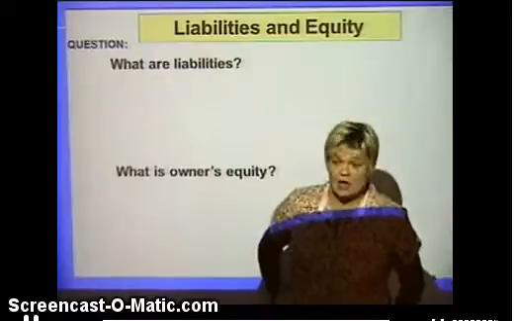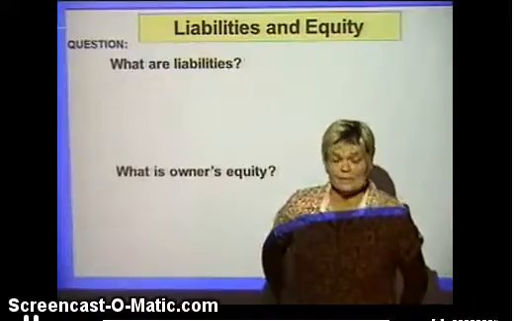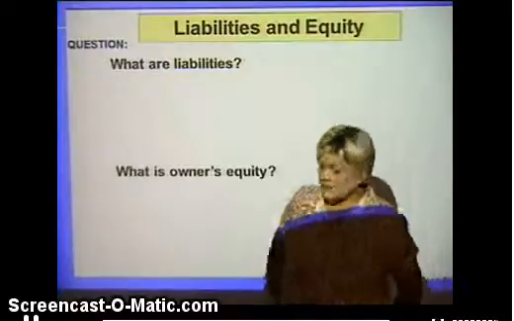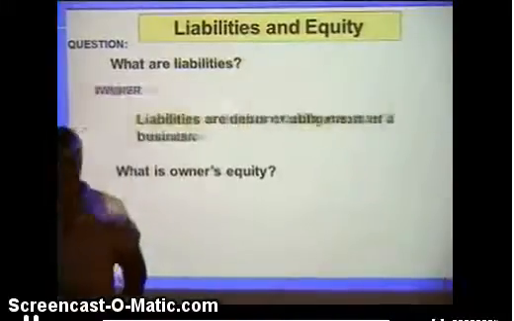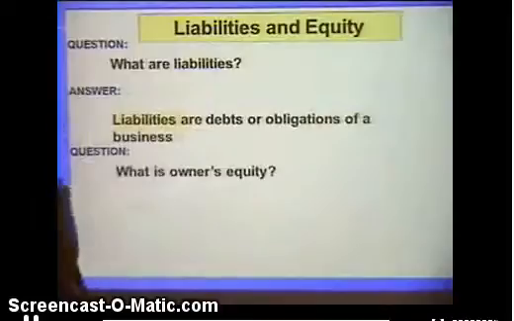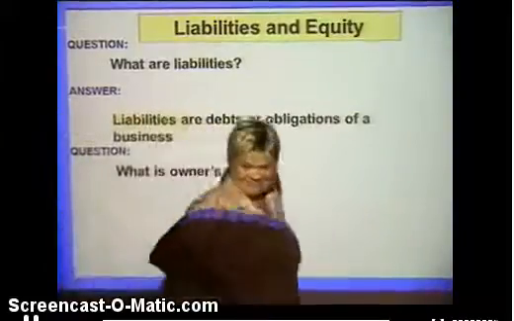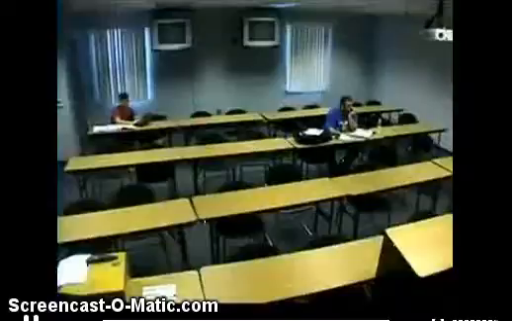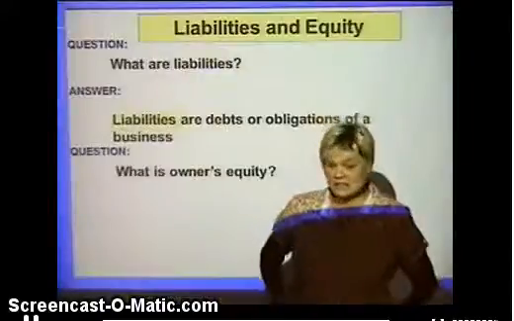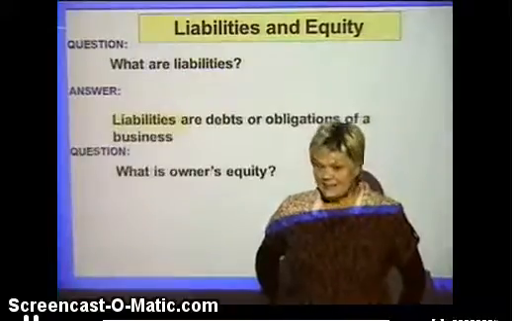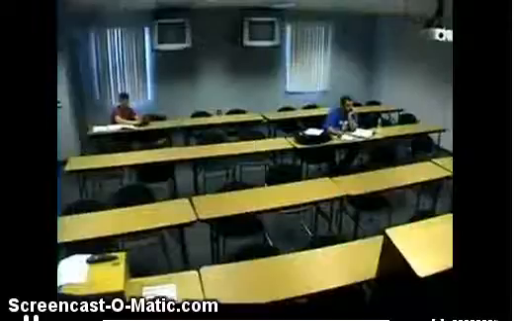The amount that the creditors own, right, of the property. The debts, you've got to pay them. Okay. The obligations. What's owner's equity then? Net worth. Okay, net worth. Anybody know what net worth is? It's the difference between the assets and the liabilities.